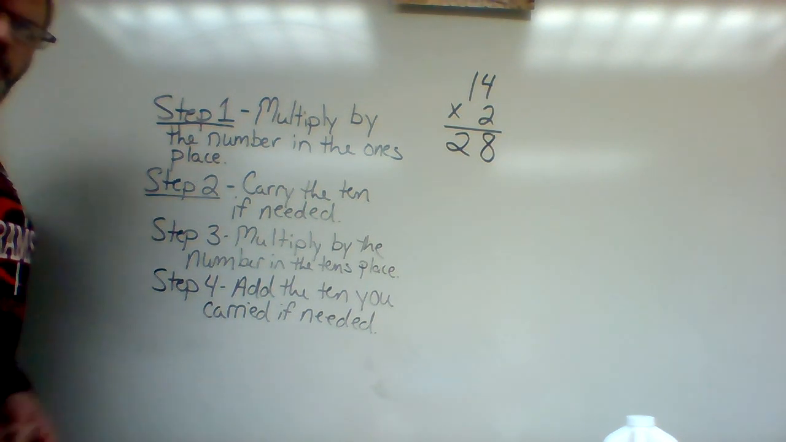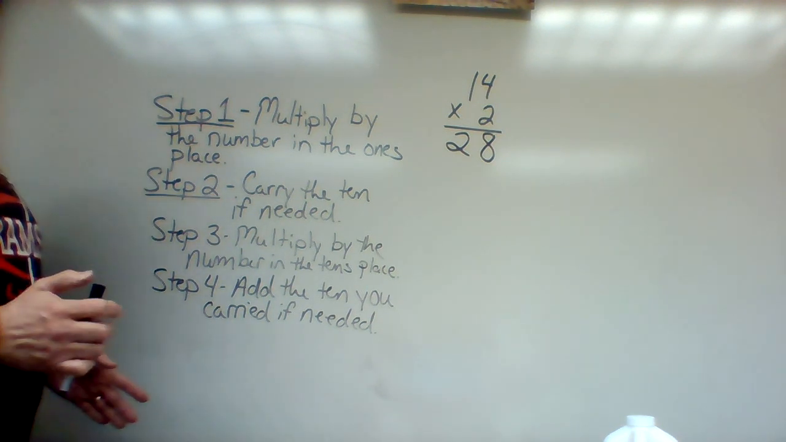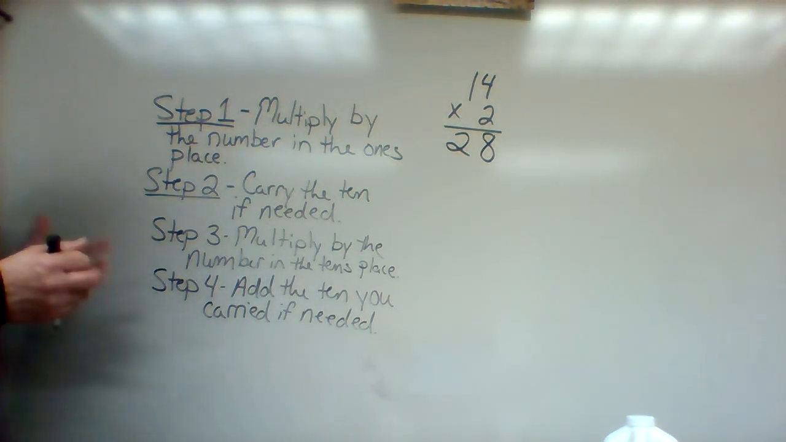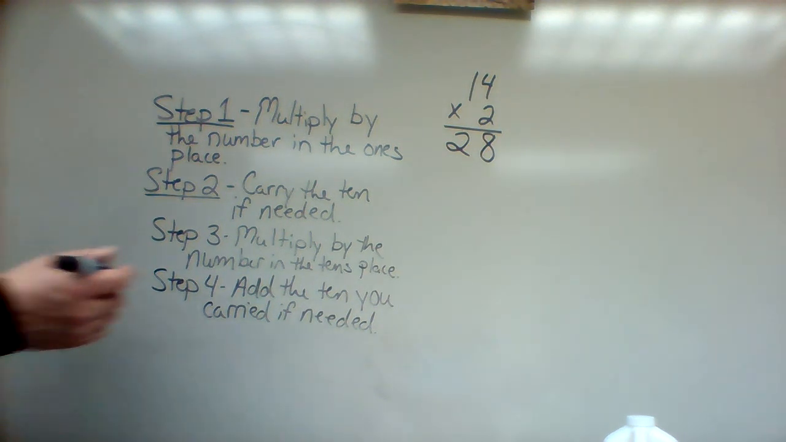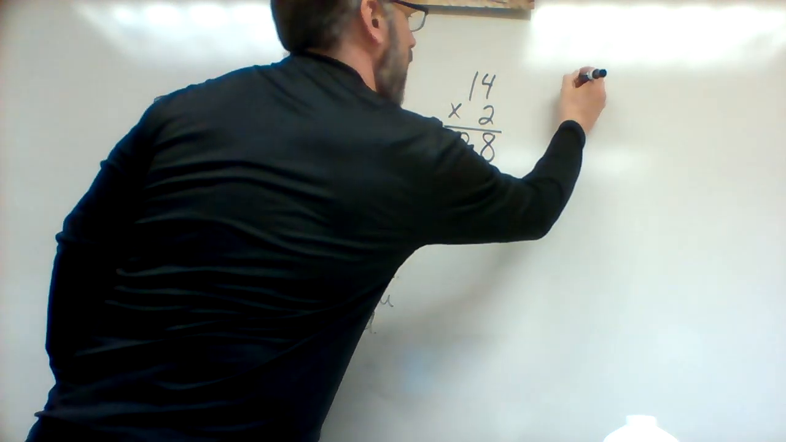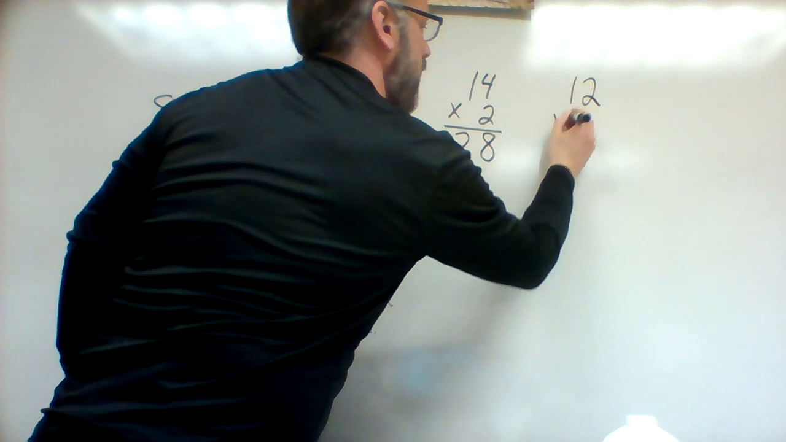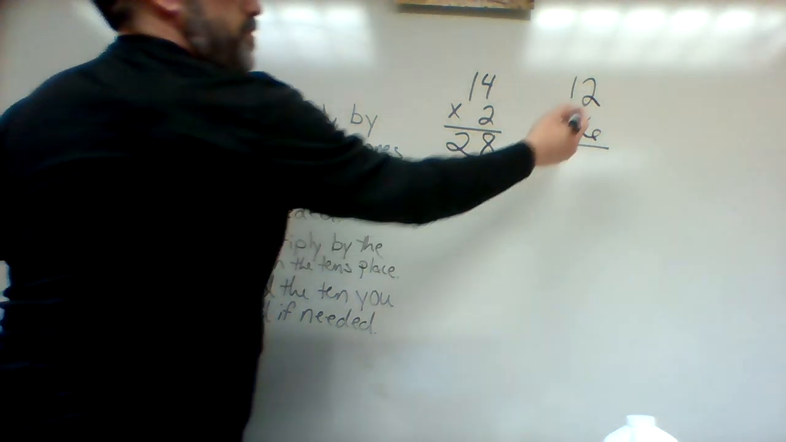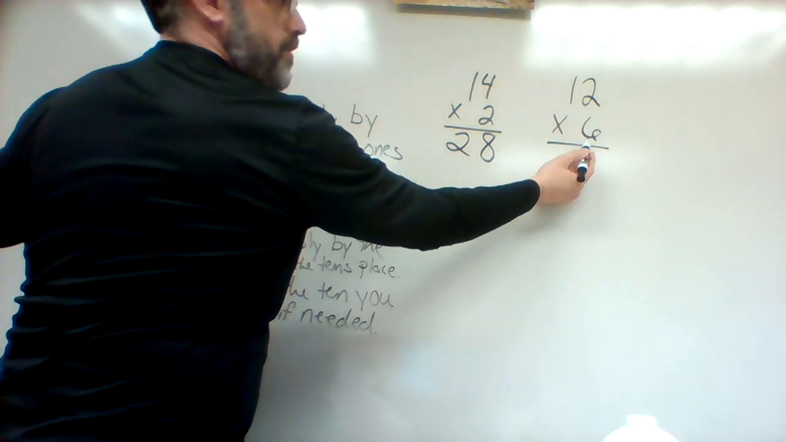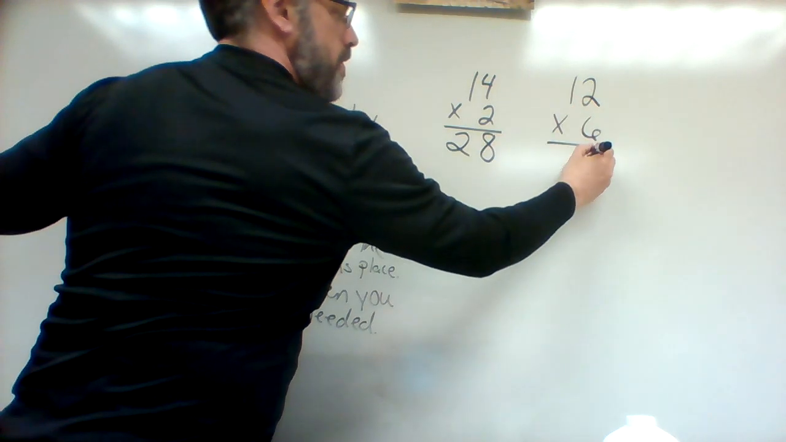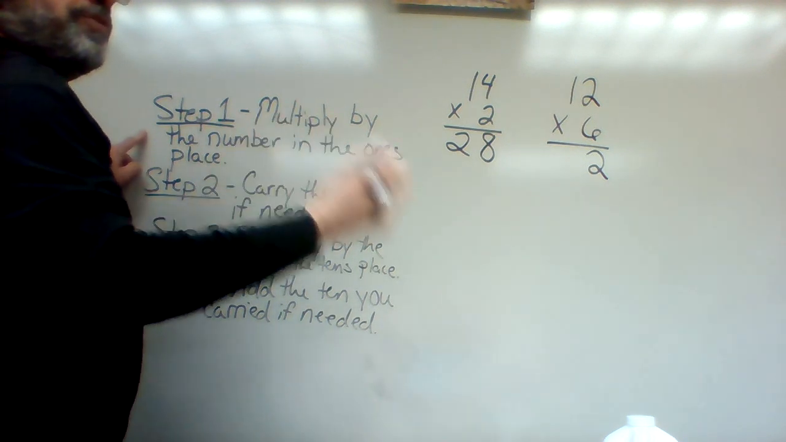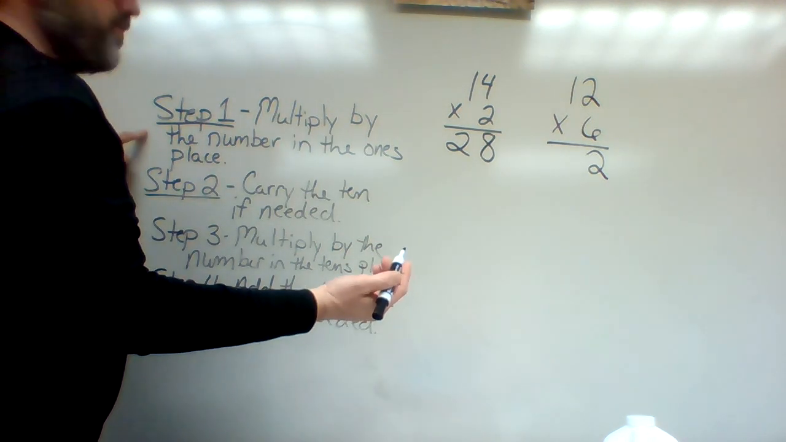So that would be an example of multiplying by a single-digit number 2 through 9 where I don't have to carry anything up to the tens place. Let's take a look at one where we do have to carry something up to the tens place. Let's take a look at the problem 12 times 6. Okay, so my first step, multiply by the number in the ones place. So the 2 is in the ones place here, so I'm going to take 6 times 2. That gives me 12. Now I can't write 12 in the bottom there, so I put the 2 in the bottom. That's my number in the ones place.